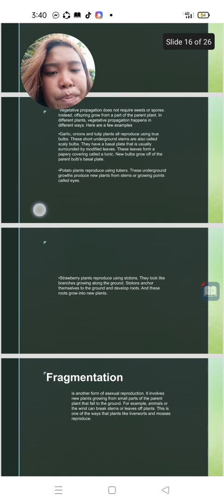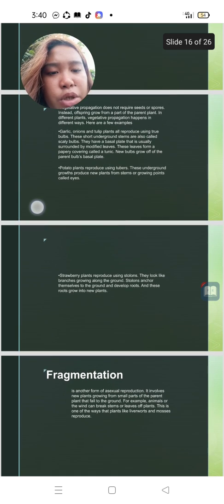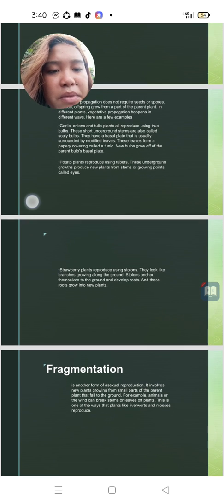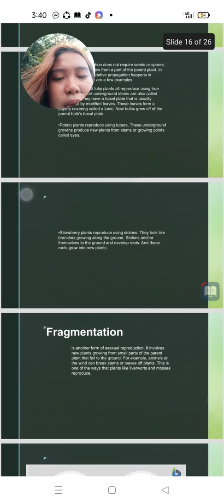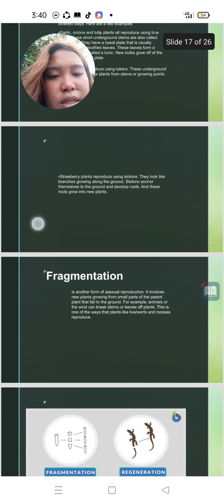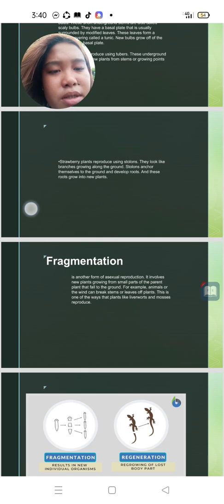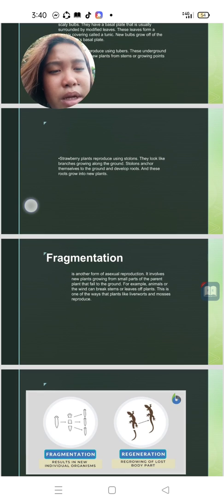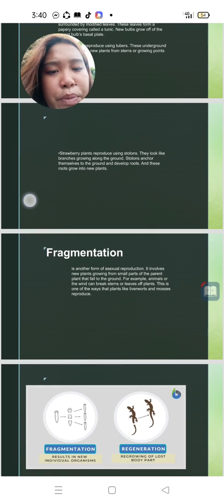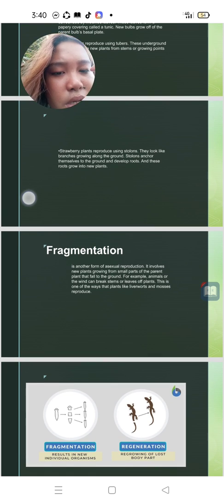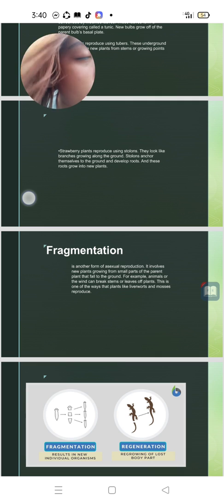Potato plants reproduce using tubers. These underground growths produce new plants from stem growing points called eyes. Strawberry plants reproduce using stolons. I think that's stolons. They look like branches growing along the ground. Stolons anchor themselves to the ground and develop roots, and these roots grow into new plants.